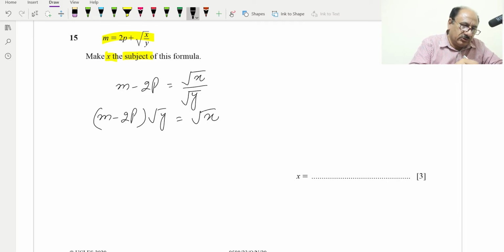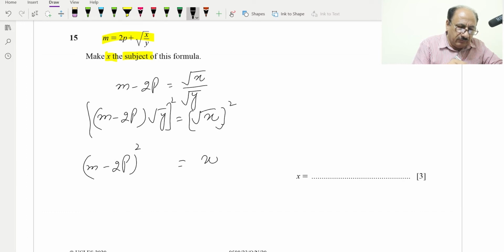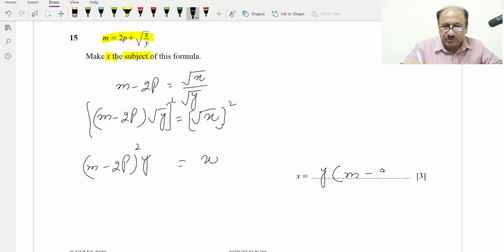Now we can take the square on both sides, so the square and root will be cancelled. This side will be x and this side will be (m minus 2p) squared, and y under the square root will also be squared and cancelled, and we will get this value. And this is basically our answer. We can write the answer as y times (m minus 2p) whole squared. Or you can write it in expanded form as well.